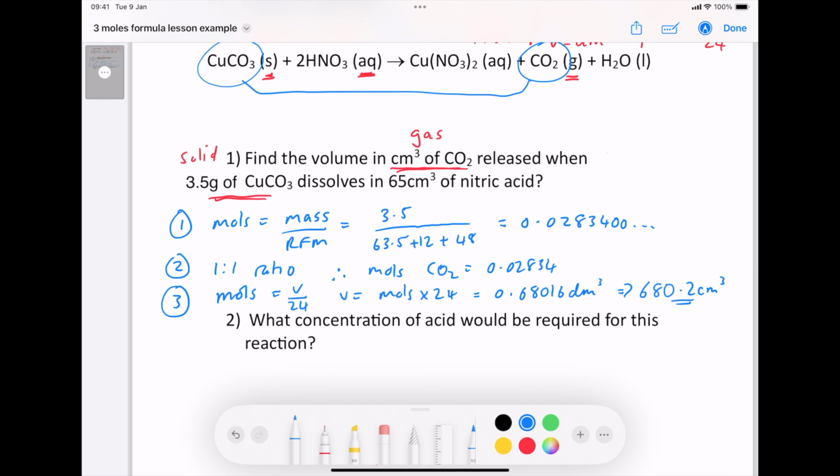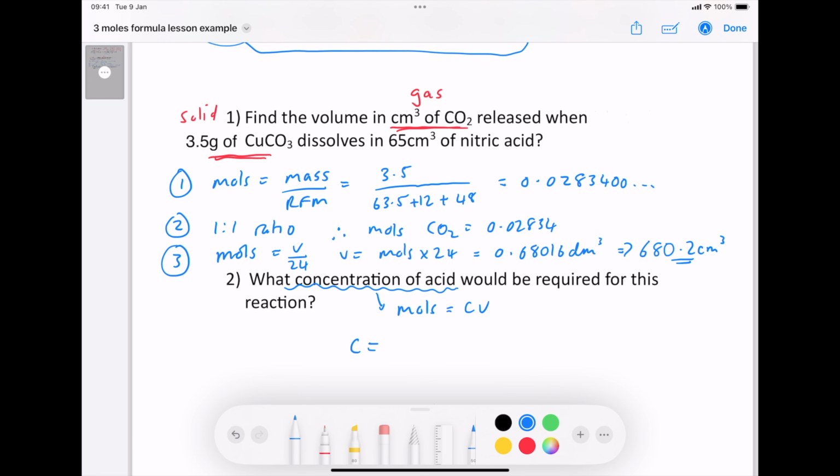Number 2, what concentration of acid would be required for this reaction? So there's the giveaway. It's talking about concentration, acid, so that's the solutions formula, moles equals CV. So I need to rearrange to find C. So C equals moles divided by V, and we need to work out the moles of nitric acid. We have the volume, it's there, but we don't have the moles of it. So how can we get the moles of nitric acid?